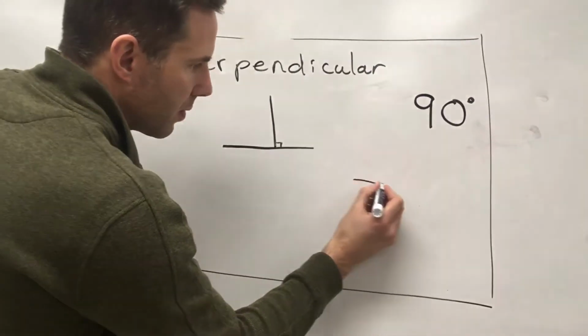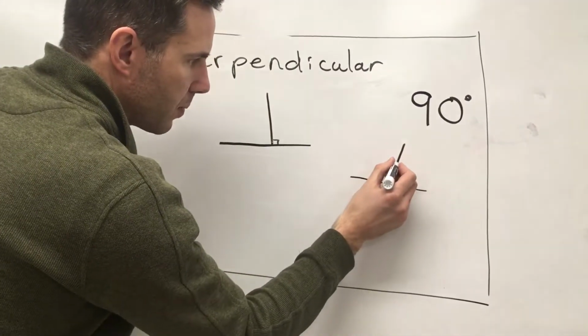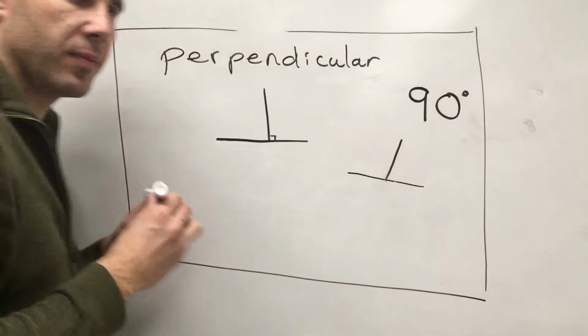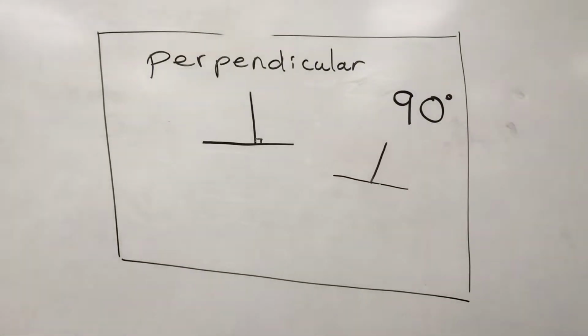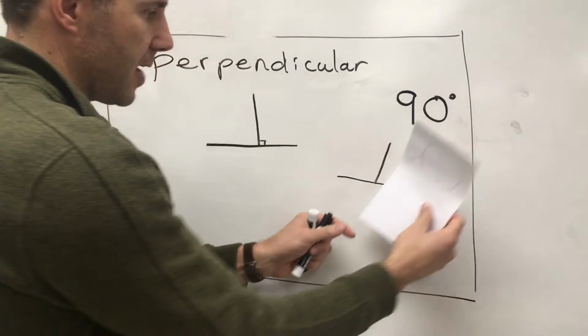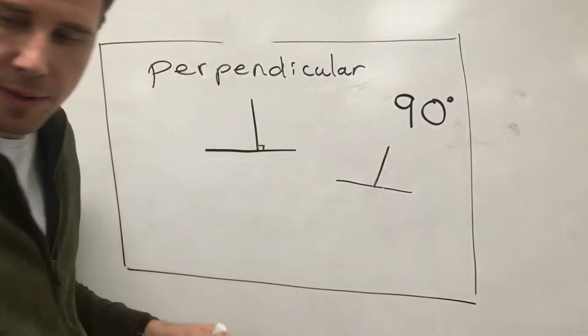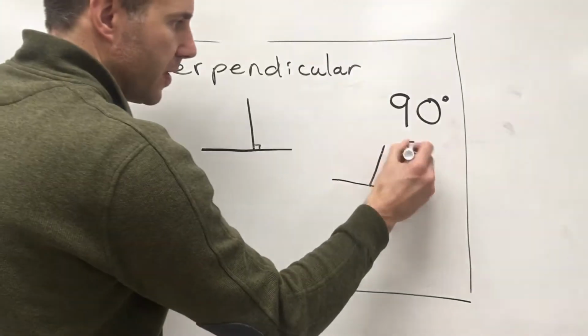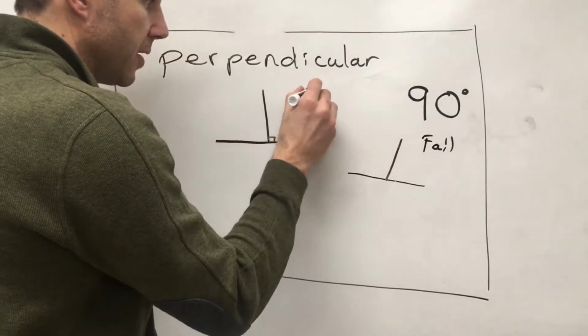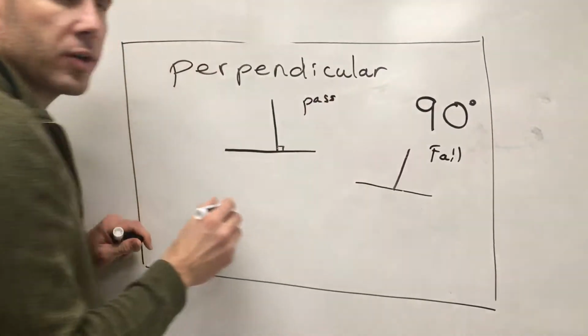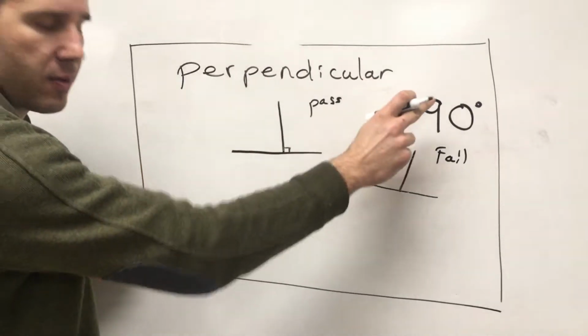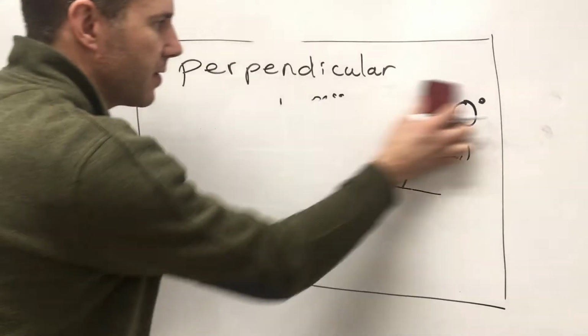So this right here, this might look perpendicular to some people, but if I take this handy dandy piece of paper and I put it, oh, that is not perpendicular at all. So big old fail on this one and a pass on this guy. So the word you need to know for Monday is perpendicular.